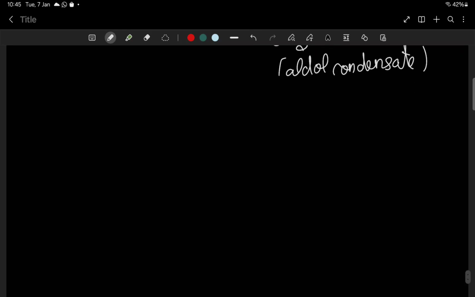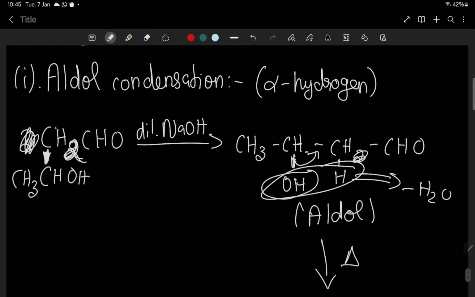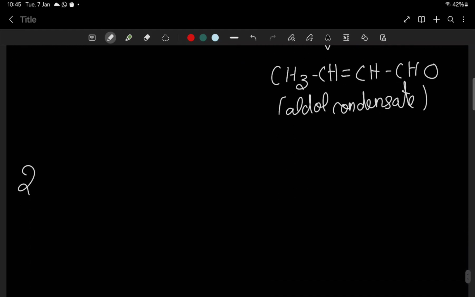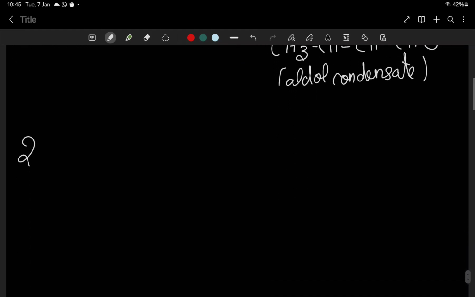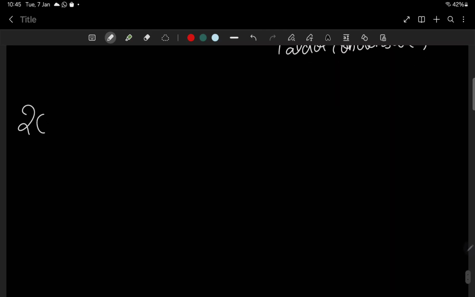Now we can take any mild base. Not only dilute NaOH, we can take Ba(OH)2, dilute KOH, anything. But it should be a dilute or very weak base.